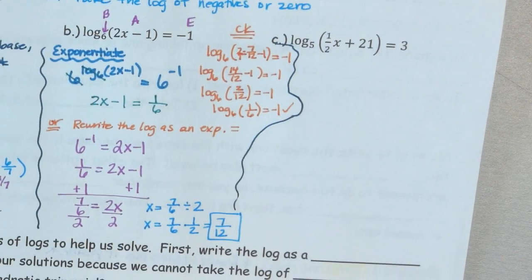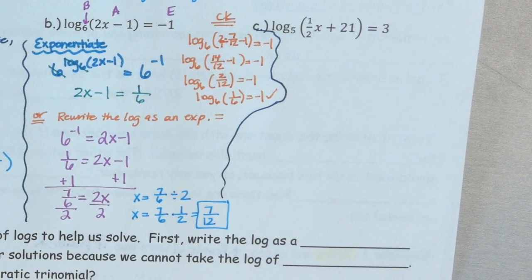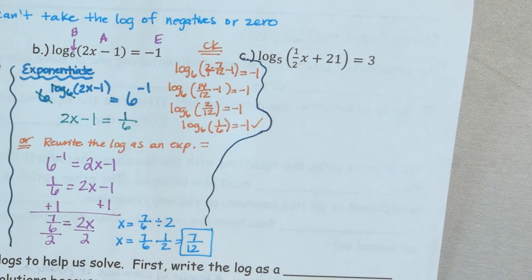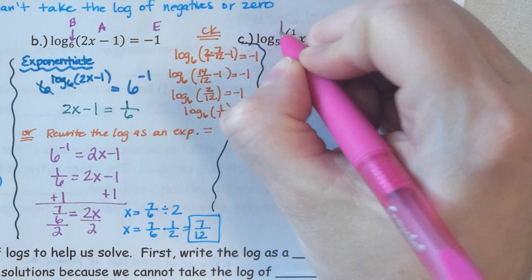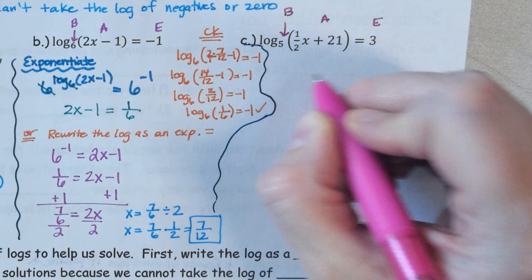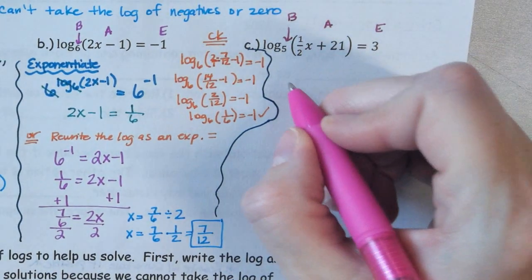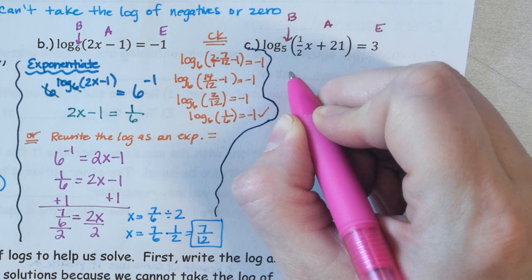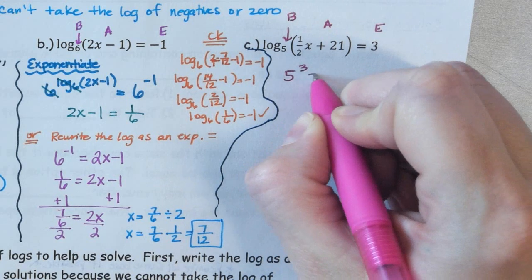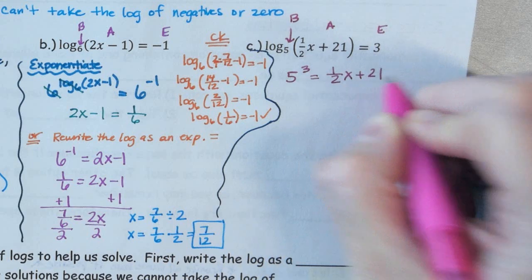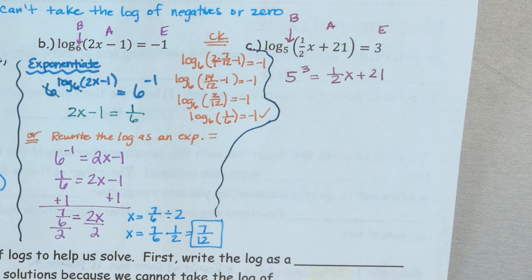Okay, so for C, let's just rewrite as an exponential right away. Can we do that? Okay, so let's use the base, the answer, the exponent. Okay, and then Cooper, I'm going to have you help me with this. So if I use the base, the answer, the exponent, will you tell me what my equation is? So what's my B? So 5, yep, 3, yeah, equals 1/2 x plus 21. Yeah, great.